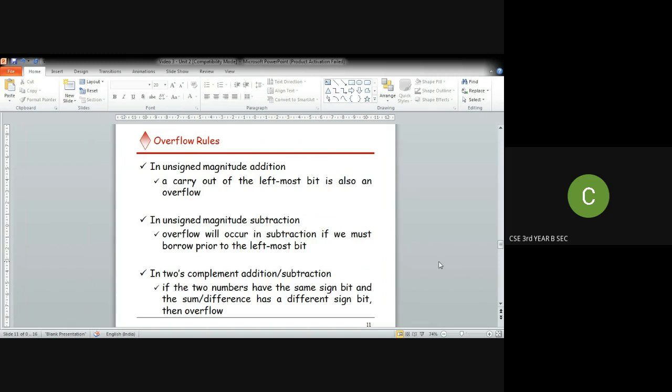So what does overflow mean? For unsigned numbers, a carry out of the leftmost bit is an overflow. For unsigned, that is, no positive or negative numbers, the carry out of the leftmost bit is an overflow. In 2's complement addition and subtraction, overflow is determined as follows: if the two numbers have the same sign bit and the sum or difference has a different sign bit, then we can conclude that there is an overflow. This is the condition for checking the overflow in the 2's complement method.